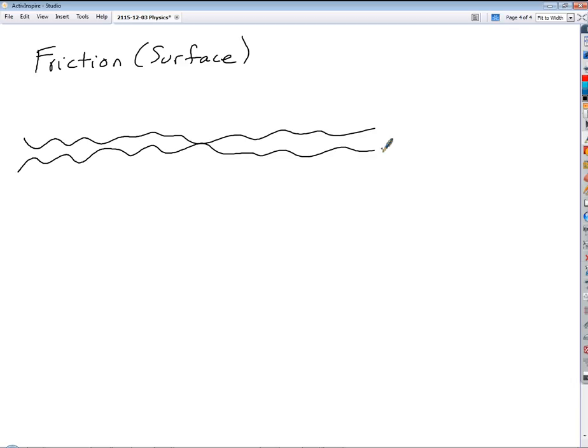Ice is different though, because with ice, think what an ice skate looks like. It's literally just a blade that you're standing on, right? Well, what is that doing? I'm going to show you. We haven't talked about this yet, but it's coming up.